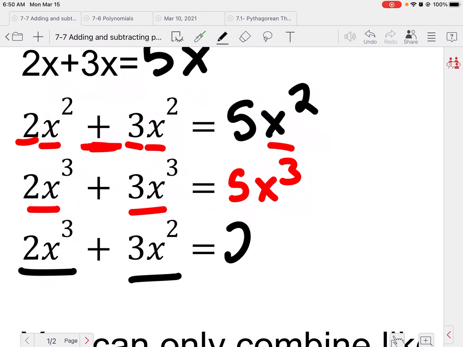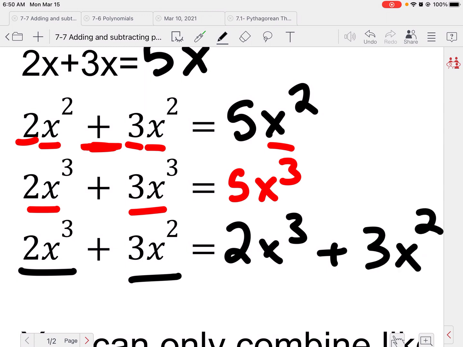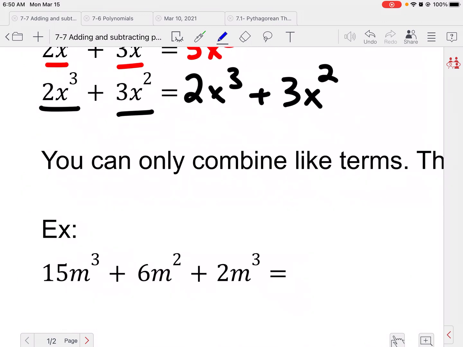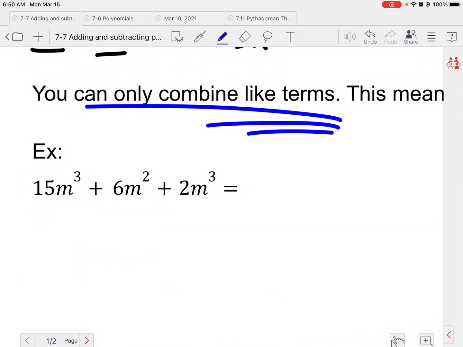We cannot combine those because we're adding and they are not the same exponent. So this just stays the same. I cannot combine them. They're not like terms. Just like we can't combine x's with y's, we can't combine x cubes with x squareds. They just stay. Can't combine them. You can only combine like terms, so stick that in your brain and keep it there.